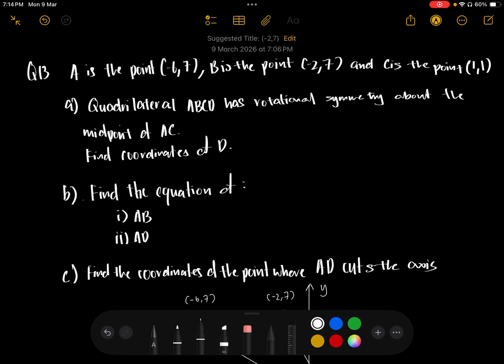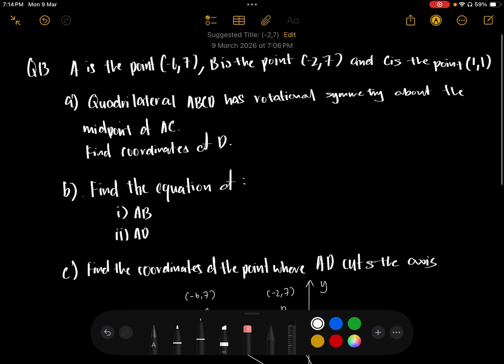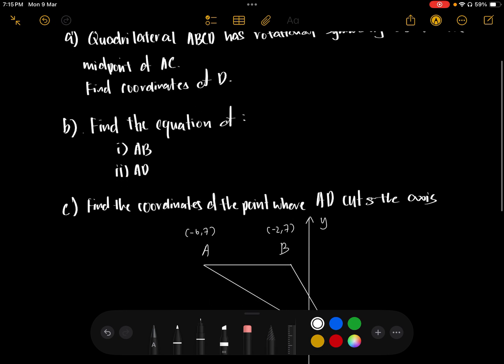Question 13. A is the point (-6, 7), B is the point (-2, 7), and C is the point (1, 1). So looking at question A, quadrilateral ABCD has rotational symmetry around the midpoint of AC. Find the coordinates of D.